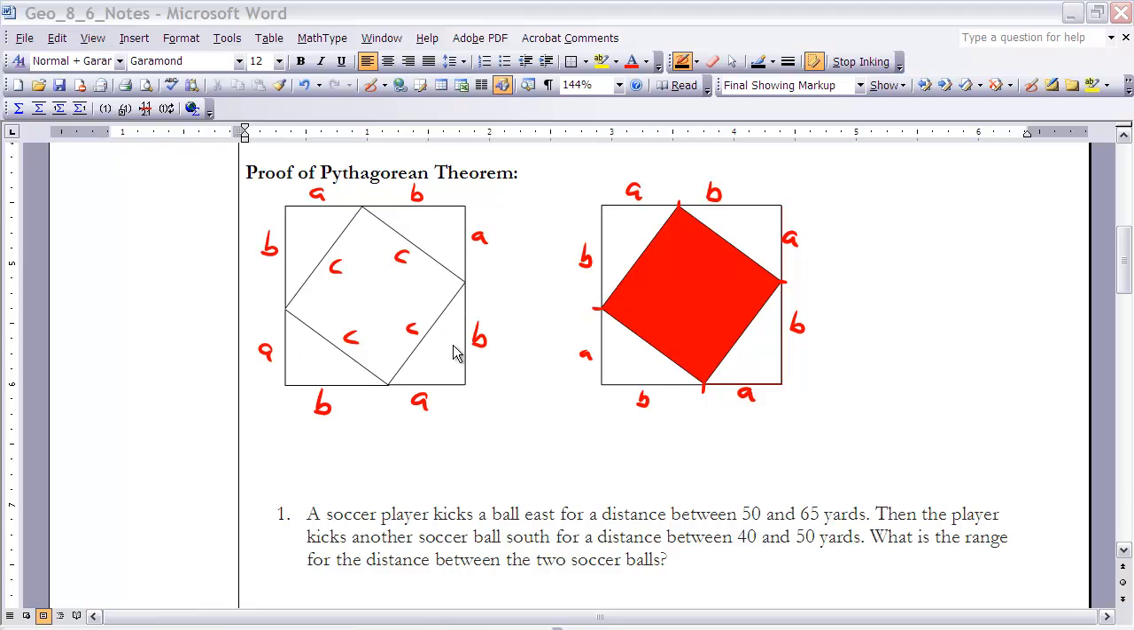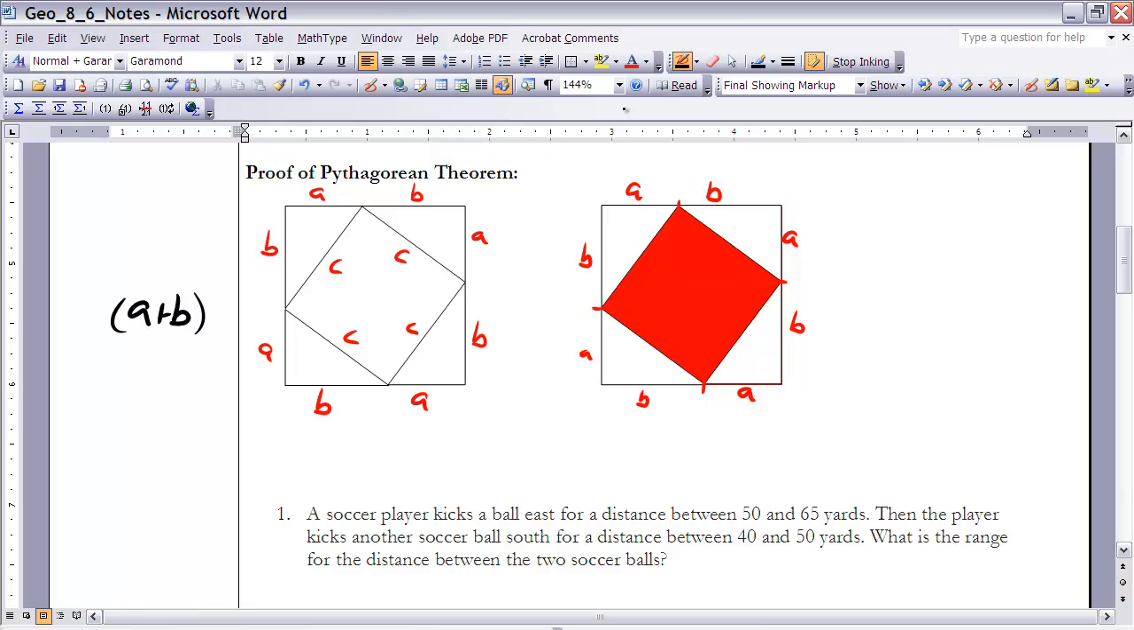So I've got 4 triangles put together, and by doing that, the dimensions of my bigger square is A plus B. Okay. And this is A plus B on each side, and this smaller square is C on each side. So what I want to do is show that the area of this square C is equal to the area of A squared plus B squared.